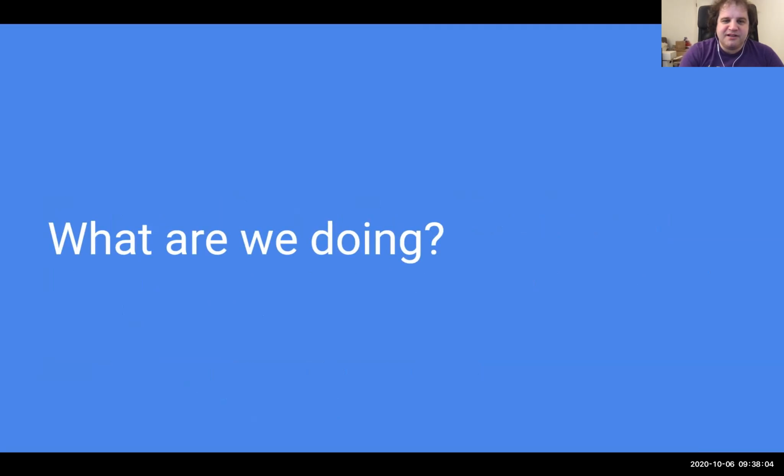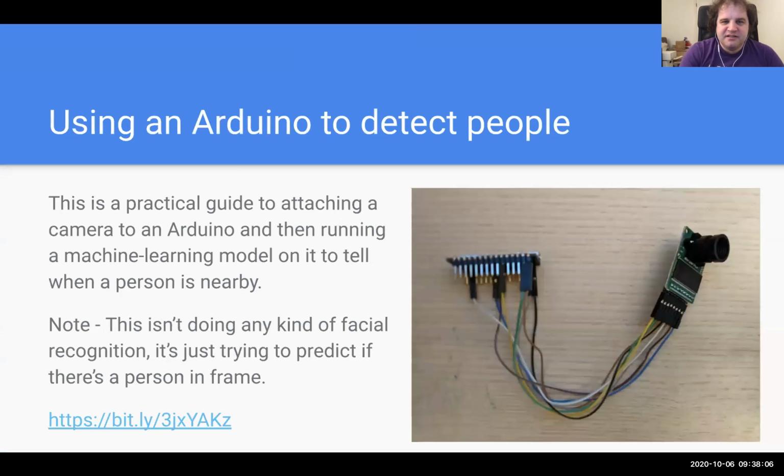So what is this that we're actually putting together? As I mentioned, we're going to be plugging a camera into our Arduino and then running a machine learning model about once per second to tell when a person is nearby.